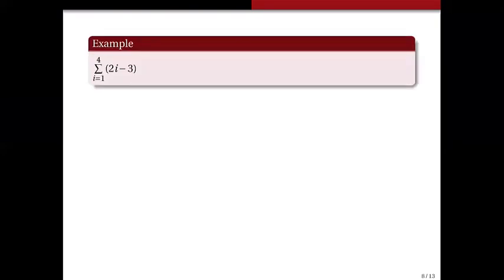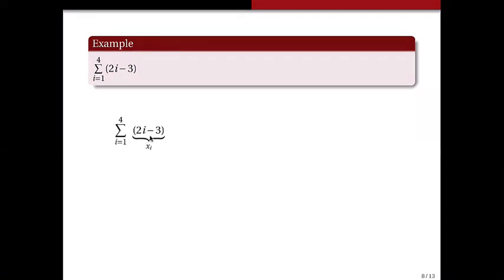So for example, we have here the sum of 2i minus 3, i from 1 up to 4. So this guy here will be your xi. Most of the time, actually, the xi will be in terms of that subscript i. So this is your xi.